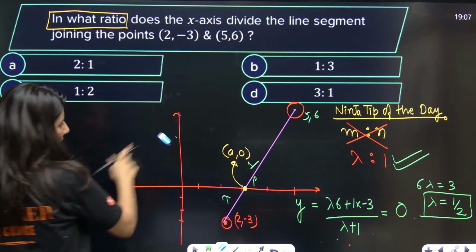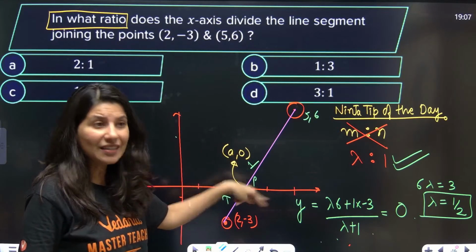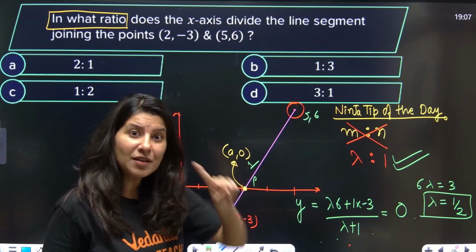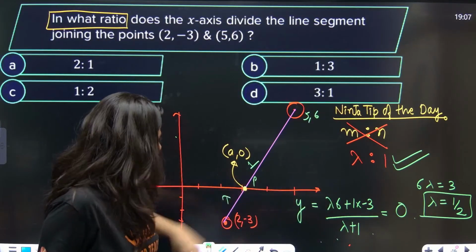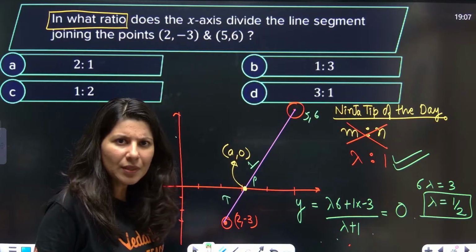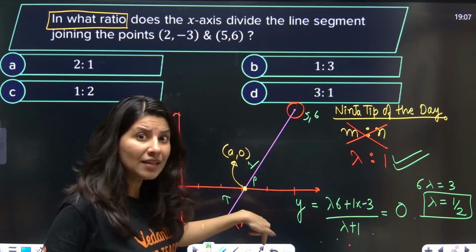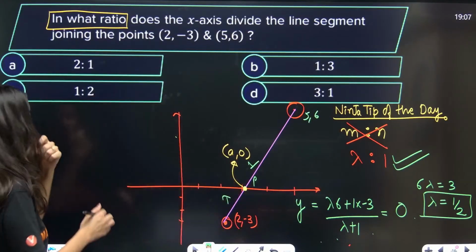So lambda is actually positive. And I realized how come internal division, I can see the x-axis is lying between these two coordinates. See, now if you draw the diagram, the picture will be clear to you. So if at all you are doing some calculation mistake, you'll be like, no, but P is lying in between these 2 points. How can it be external division? It must be internal division. That's why I checked it. So lambda is actually coming out as positive.